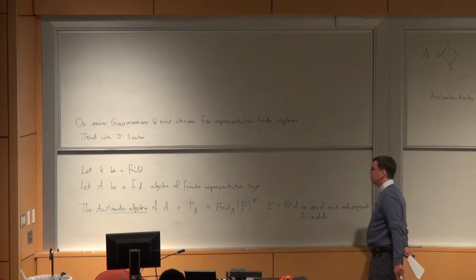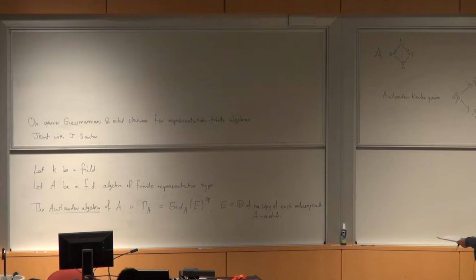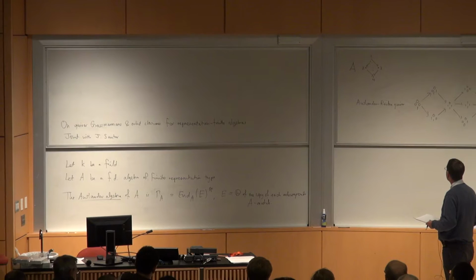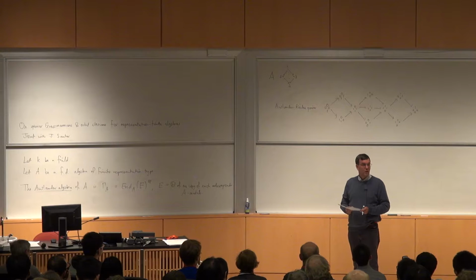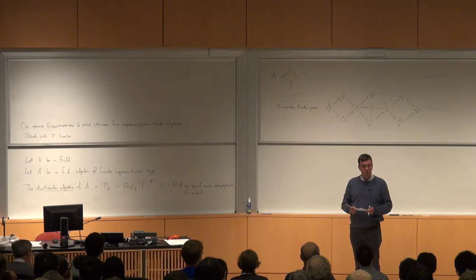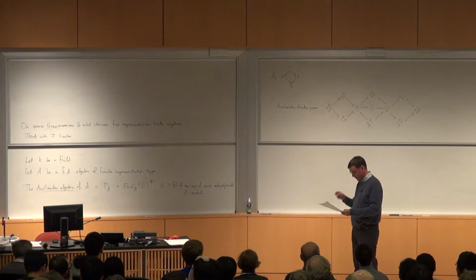And of course, if you want to know what an Auslander algebra looks like, you could take A to be the commutative square. I've drawn its Auslander-Reiten quiver there. The Auslander algebra would be given by the quiver with relations where you've got to reverse all the arrows in that quiver, because I took the opposite of the endomorphism ring, and quotient out by the mesh relations.